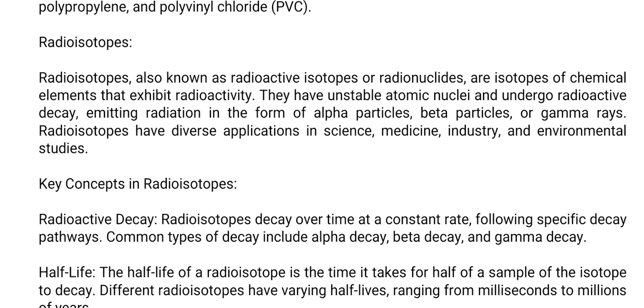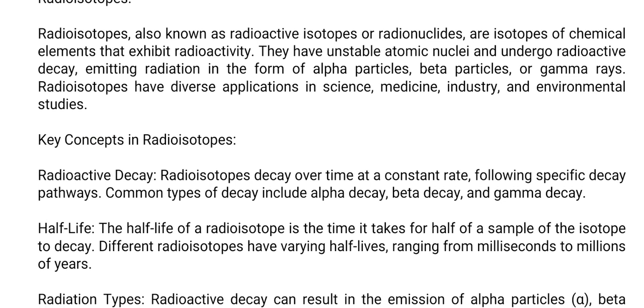Today we're going to learn about radioisotopes and some other aspects. Radioisotopes, also known as radioactive isotopes or radionuclides, are isotopes of chemical elements that exhibit radioactivity. They have unstable atomic nuclei and undergo radioactive decay, emitting radiation in the form of alpha particles, beta particles, or gamma rays. Radioisotopes have diverse applications in science, medicine, industry, and environmental studies.